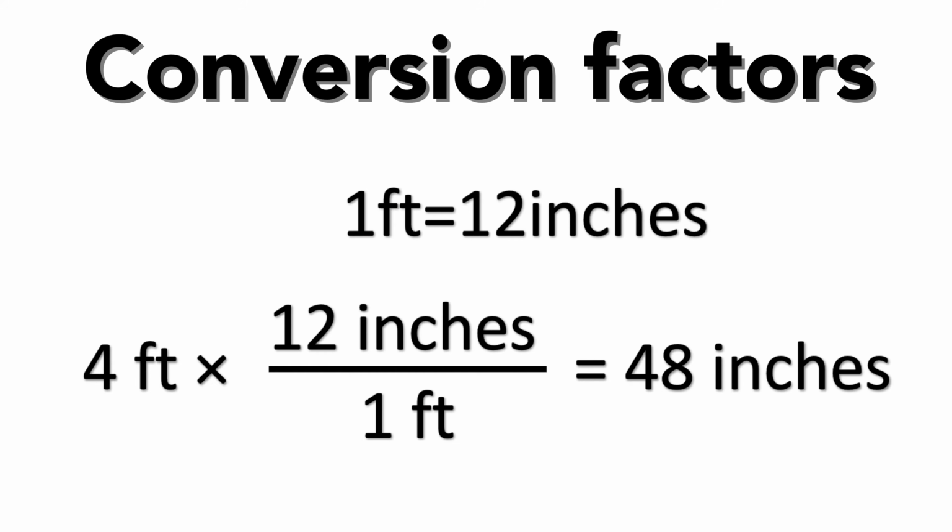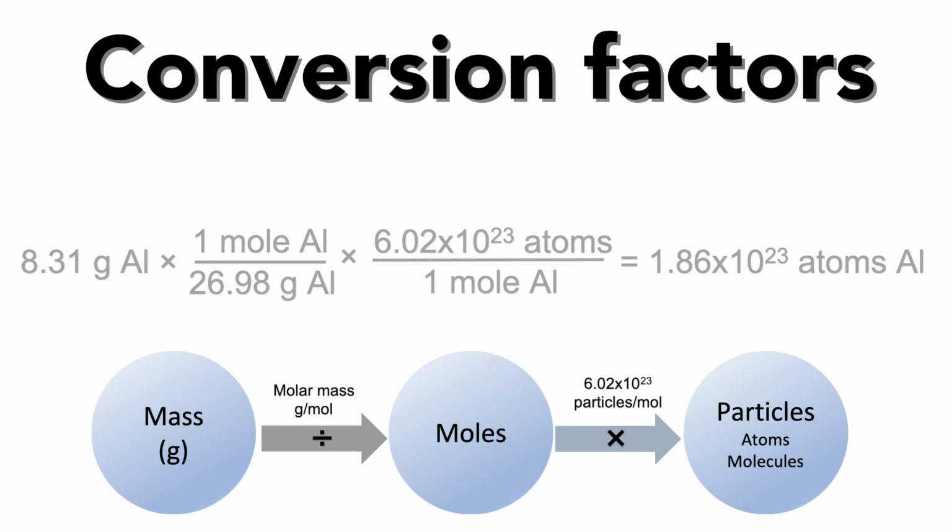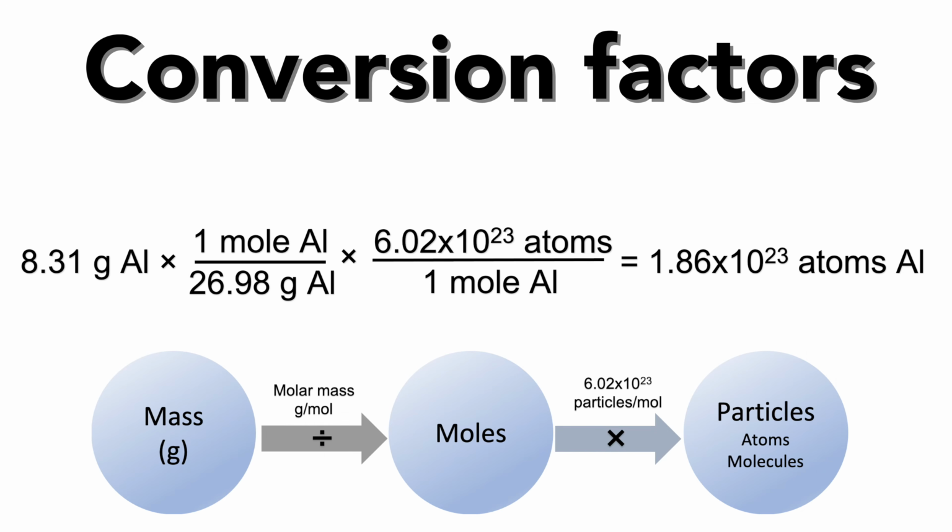If we wanted to determine the number of atoms in 8.31 grams of aluminum, we can use the molar mass of aluminum as a conversion factor, which is 26.98 grams per mole. We also know that there are 6.02 times 10 to the 23 atoms of aluminum per mole. Keep in mind to always cancel out your units. When we multiply through the expression, we can calculate that 8.31 grams of aluminum contains 1.86 times 10 to the 23rd atoms of aluminum.